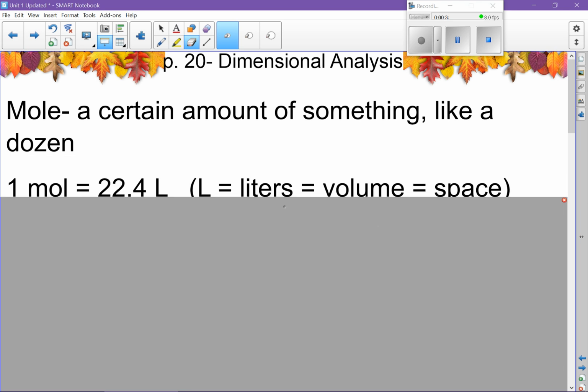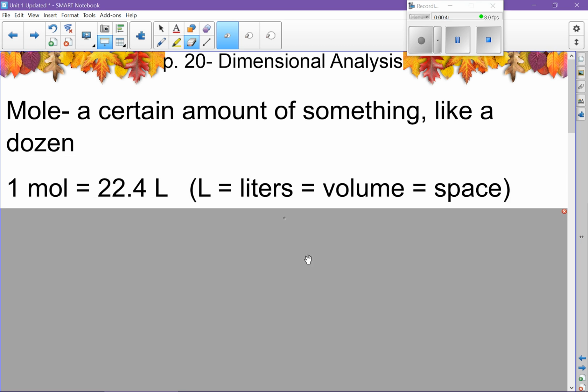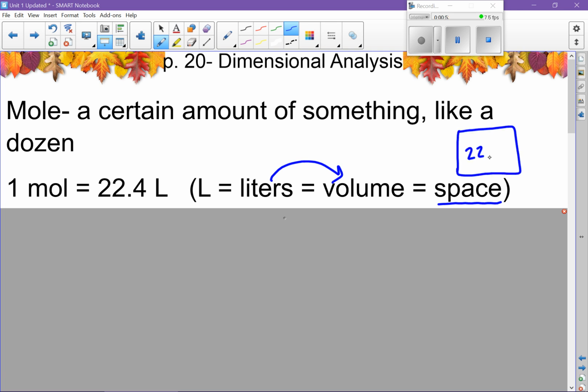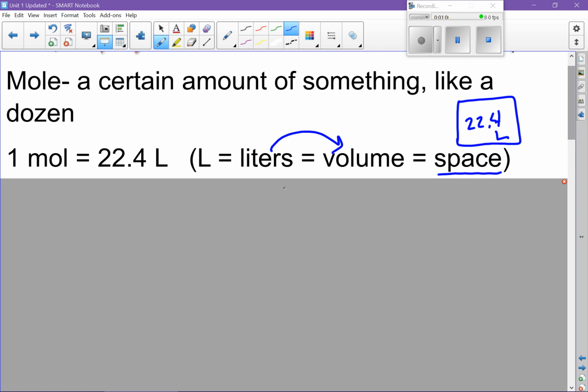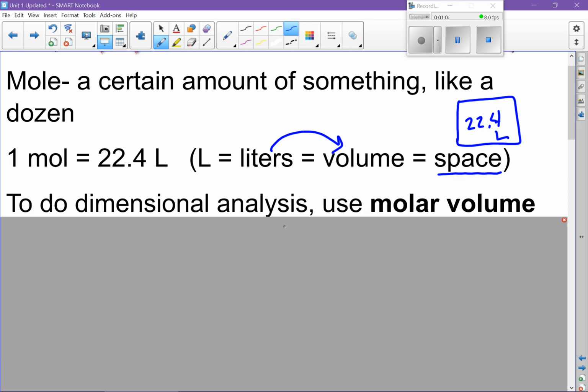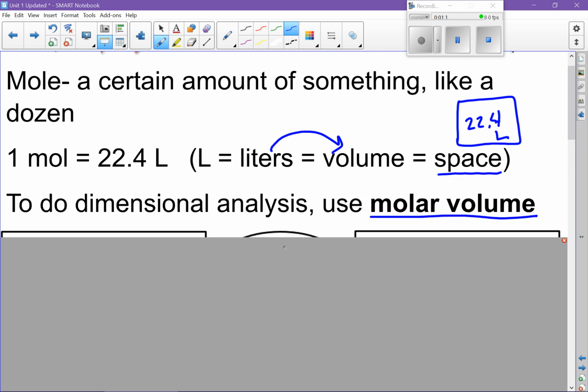So for us, a mole equals 22.4 liters of something. Remember that liters measures volume, and volume is measuring the amount of space that something takes up. So basically, if I drew a box that fit in there 22.4 liters, you would bring me 1 mole, which would just be however much you can fit inside of that box. That's how much stuff I want if I ask you for a mole. So what we're going to do is some math using that magical number. That number is called molar volume. It's literally the volume of 1 mole.